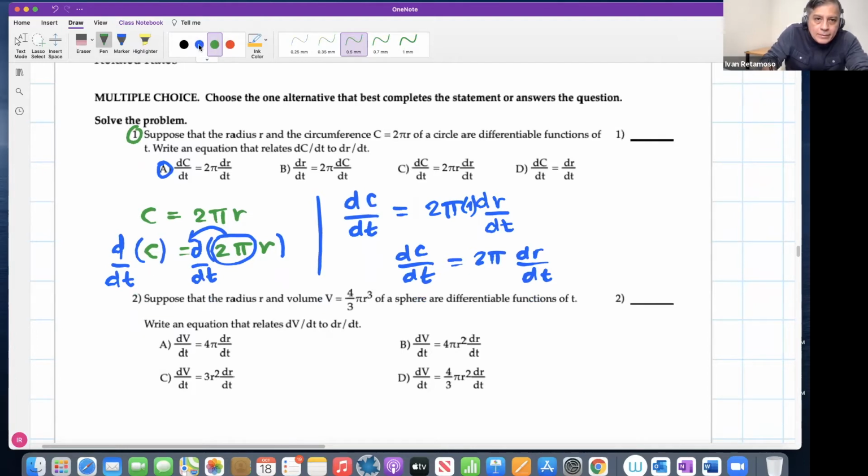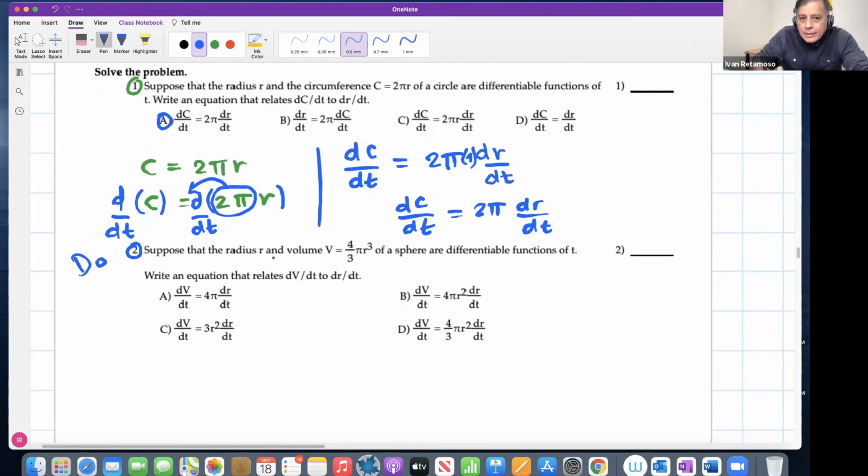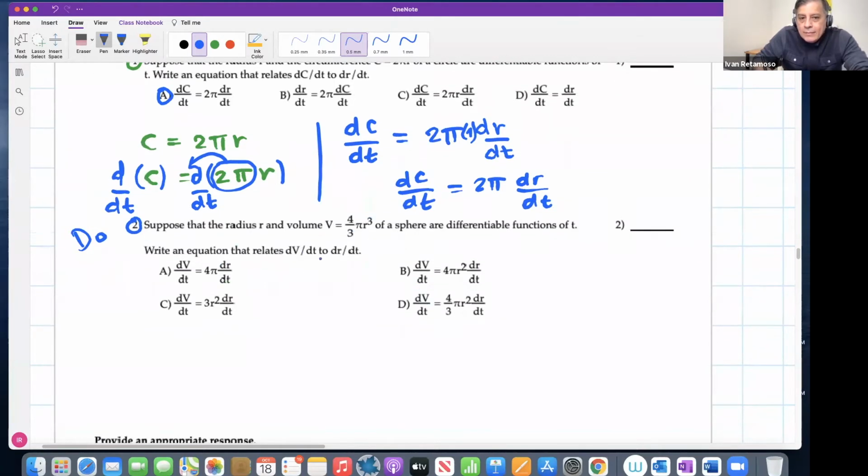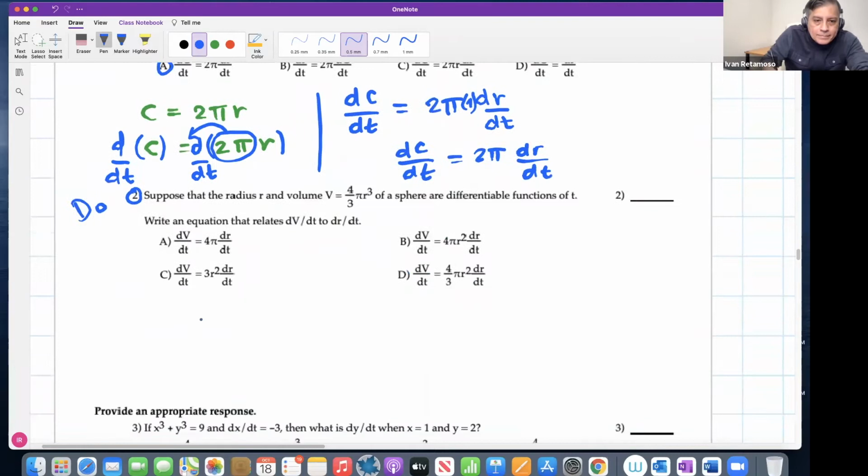Try to do this now. Number 2. Suppose that the radius R and volume V equal to 4/3 pi R cubed of a sphere are differentiable functions of T. Write an equation that relates dV/dt with dR/dt. Can you do that? I'll give you the hint as usual: 4/3 pi R cubed. Take the derivative here with respect to time, always our derivatives with respect to time, right? And here take the derivative also with respect to time. And see what you get.